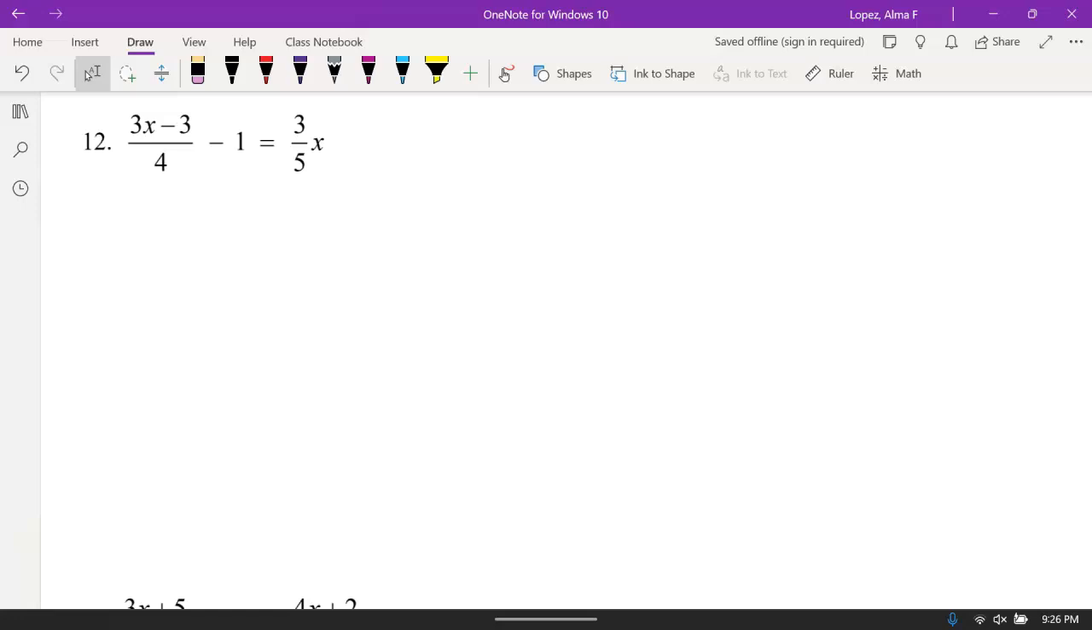Now, I've got to find a common denominator, so I'm going to write the multiples of 5. 5, 10, 15, 20. As soon as I get to 20, I'm thinking 4 divides into 20. So there's our common denominator. 5 and 4 both divide into 20. I'm going to multiply the least common denominator onto each term. Even the 1 that's all by himself.